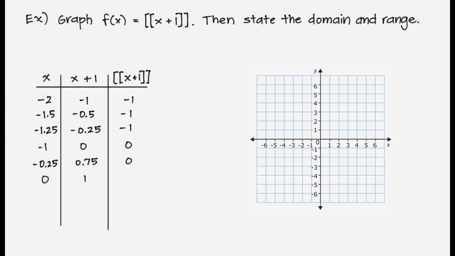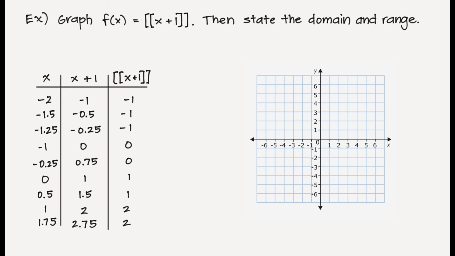I'm going to pick 0. 0 plus 1 is 1. And the greatest integer equal to that is still 1. I could pick 0.5 plus 1 is 1.5, but the closest integer that's less than or equal to that is 1. When I pick 1, 1 plus 1 is 2, and that still is the same. And then I'm just going to pick one more, 1.75. And when I add that to 1, I get 2.75. And the closest integer that's less than or equal to that is 2.